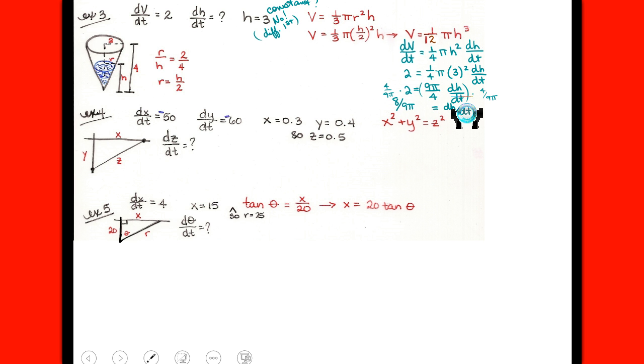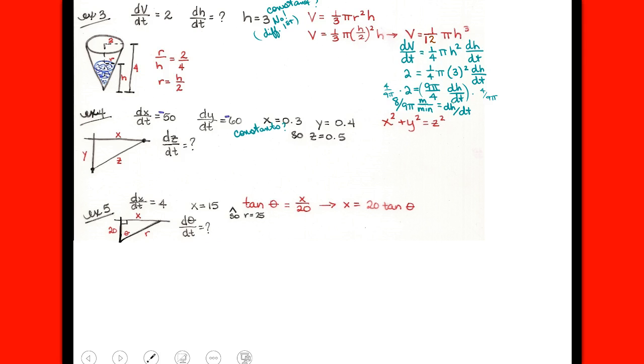So we'll have 8 over 9 pi, and then we need to label that. So our numerator is going to be whatever h was in, and our denominator is going to be whatever t was in. So h was in meters, and time was in minutes.